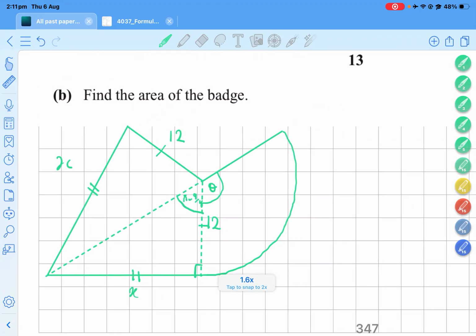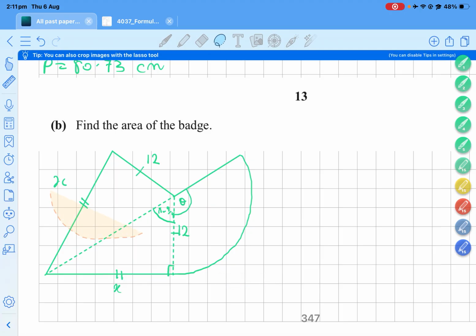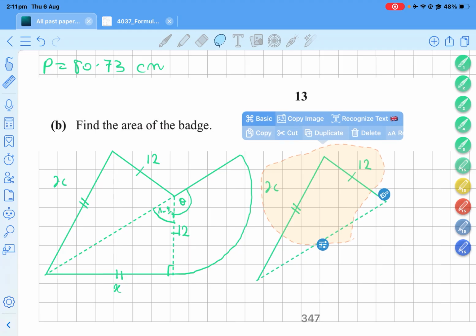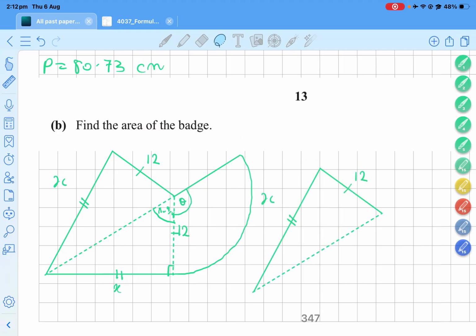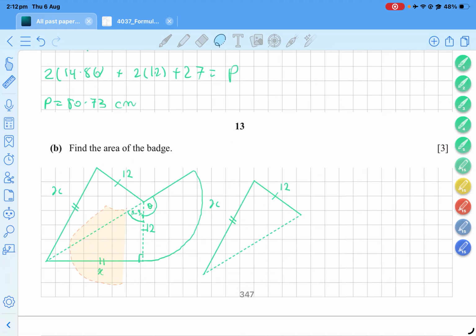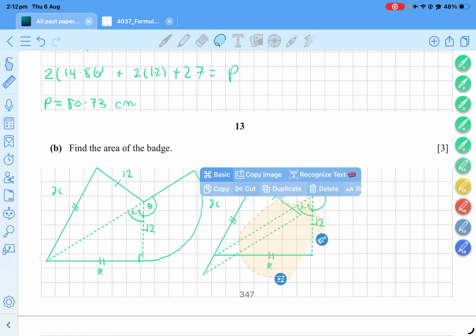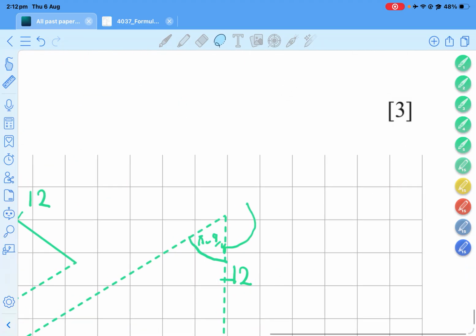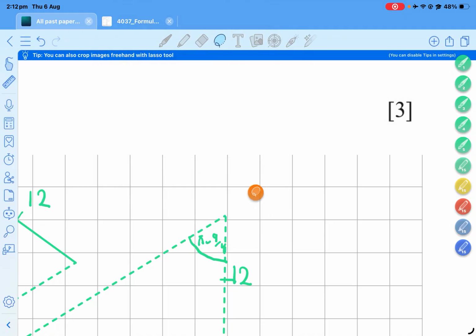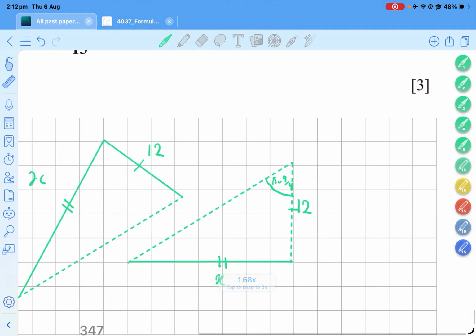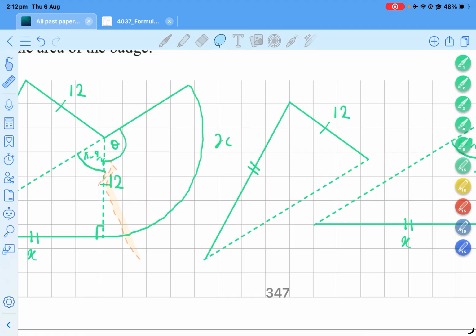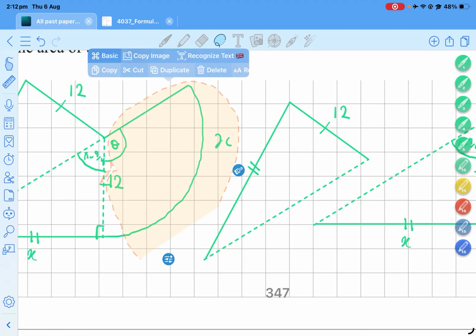So first let's look at this little triangle sitting lonely over here. First we're gonna have to find the area of this. Then we're gonna find the area of this, excluding that, this thing, and then we're gonna find the area of this.